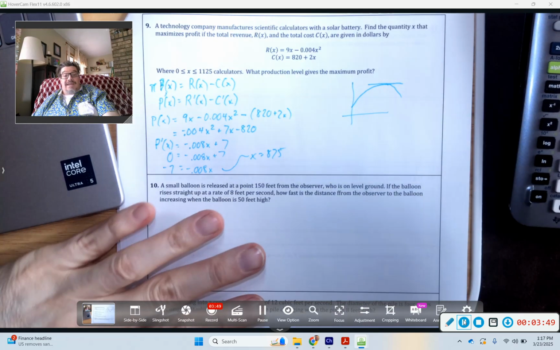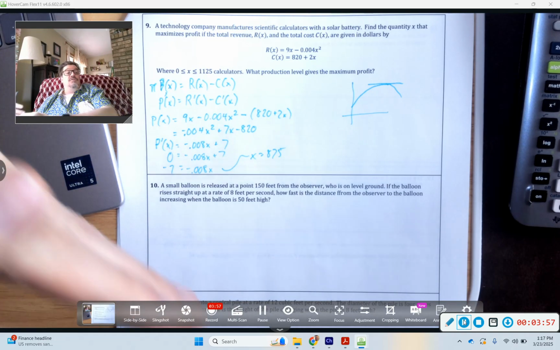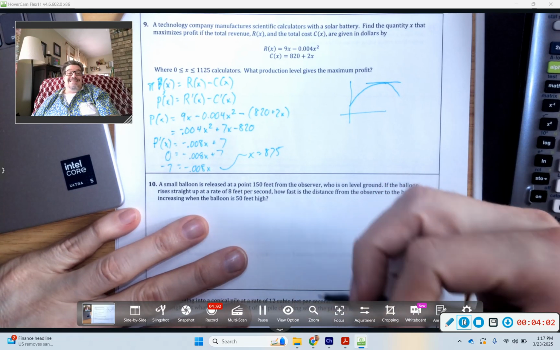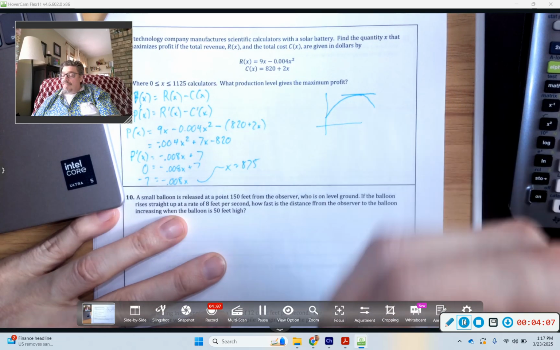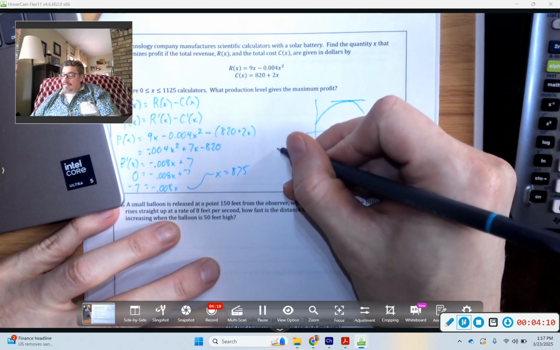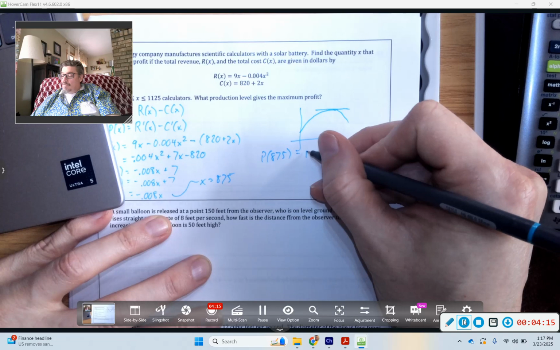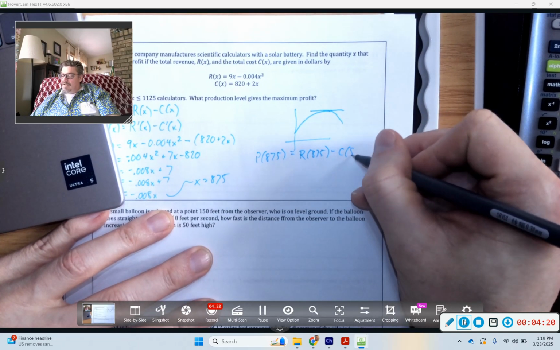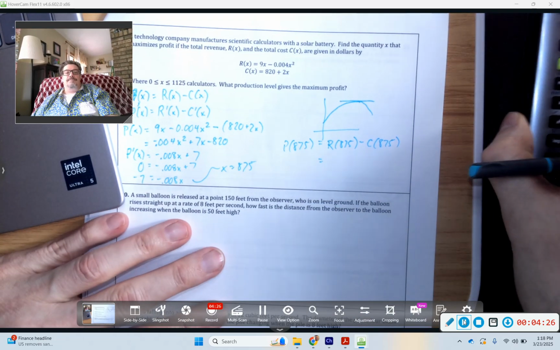Now, if they sold more calculators than that, what might happen is that the profit starts to go lower, because it might cost more materials to produce the extra calculators at this point. And then the profit would obviously go down. So how do we figure out what that profit is? Well, we take P of 875. We just plug that in, and that's going to be the revenue of 875 minus the cost of 875. So you just plug in the 875 and see what you get.